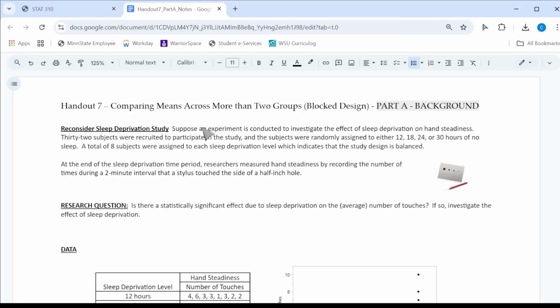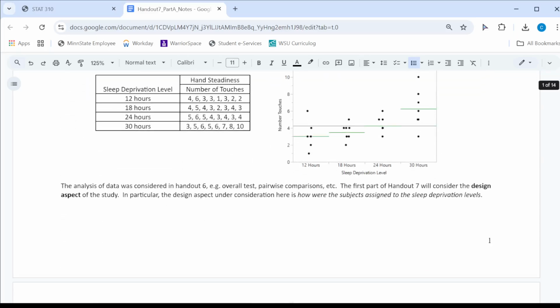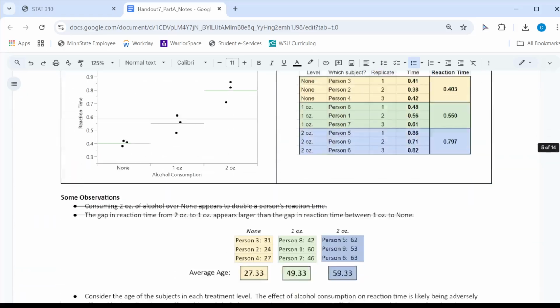So Handout 7 includes a discussion of analysis of variance, but in a blocked design. So this is pages 10 through 14. There's another video for the first 9 pages here. So I'm going to fly down to page 10 here and get started.